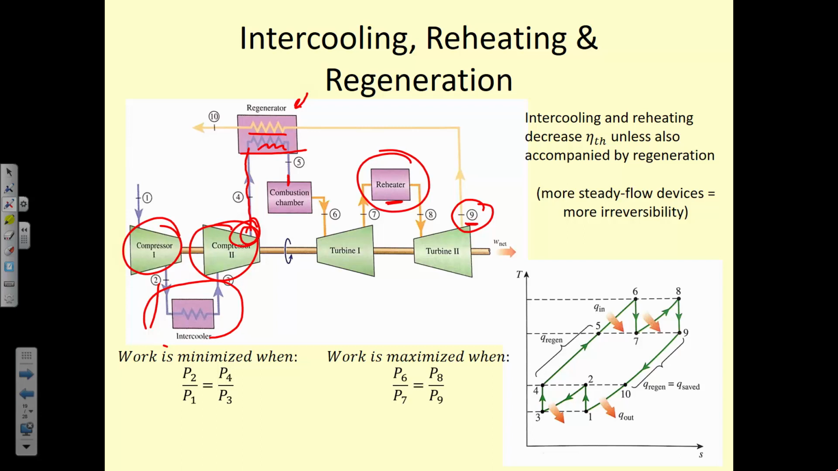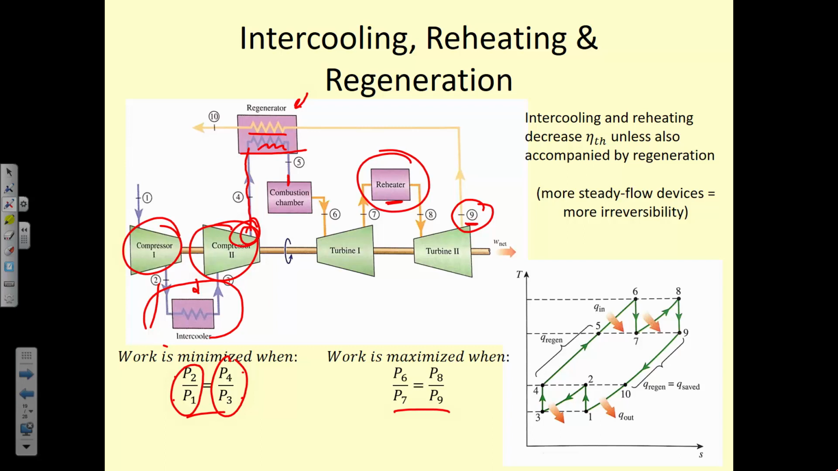And we derived the expression in prior semesters that the work will be minimized when our ratio of pressures across the compressors are the same. So when P2 over P1 is equal to P4 over P3. So this intermediate pressure that we compress to is important. And then the same holds true that the work will be maximized when the ratios across those two turbines are the same.